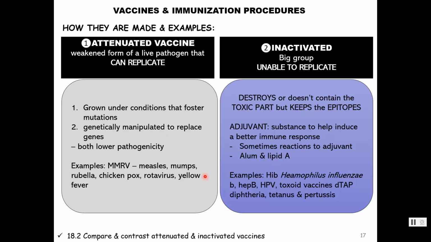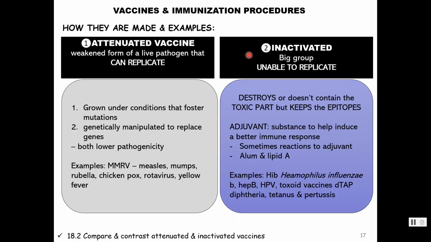The big example I want you to remember is the MMRV, because it's one that's given. This is against measles, mumps, rubella, and then the varicella zoster virus, chickenpox. They are usually given together. There are also attenuated vaccines for rotavirus and yellow fever.